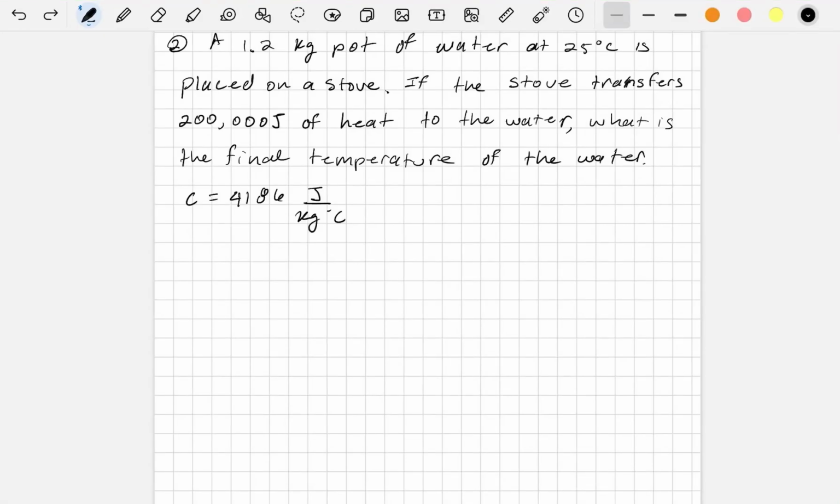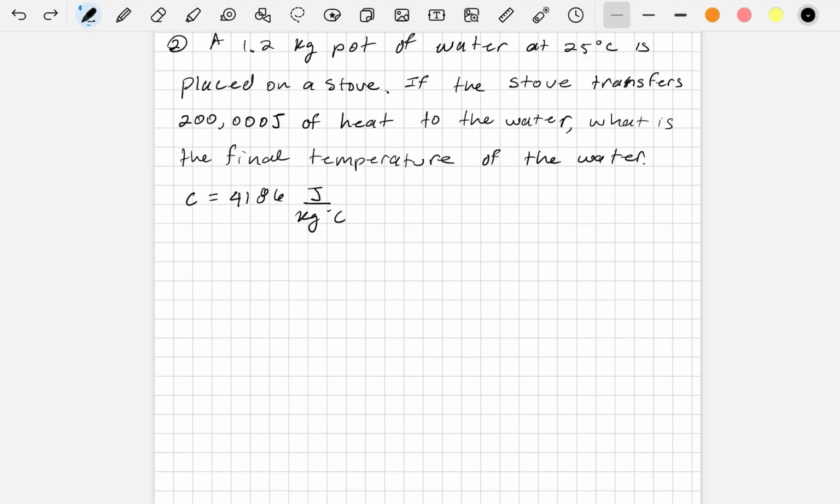Okay, so the next problem that we have is a 1.2 kilogram pot of water, which at the beginning is at 25 degrees Celsius, and this is placed on a stove. Now, if the stove is going to transfer 200,000 joules of heat to the water, what is the final temperature of the water? So what we're looking for is, again, the final temperature.